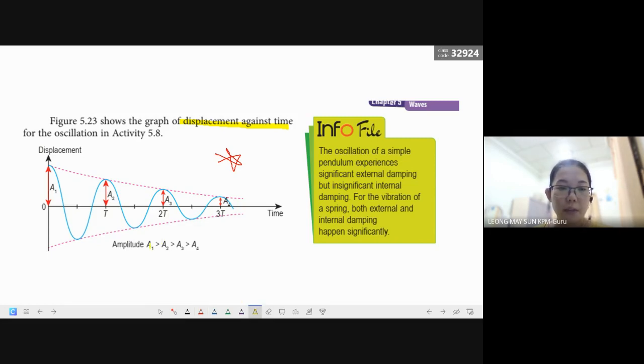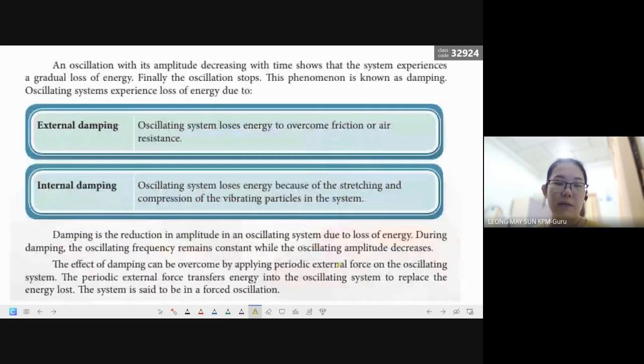Now, you would notice that A1 has the maximum amplitude, then it reduces to A2, then A3 and finally A4. The amplitude decreases. Here in the textbook, it says that the oscillation of a simple pendulum experiences significant external damping but insignificant internal damping. For the vibration of a spring, both external and internal damping happen significantly. So what does this mean? In a short while, I will explain this further.